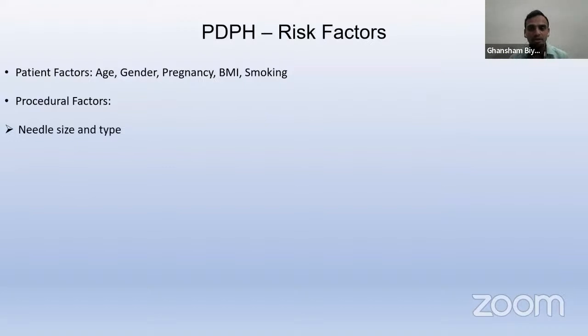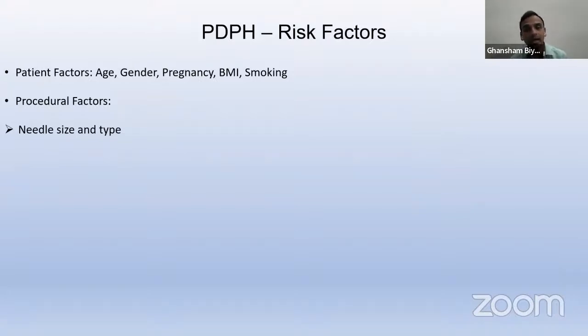Talking about the procedural risk factors, needle size and needle type. I'm sure all of you agree that if you are using a higher gauge of the needle, for example, a bigger size of the needle, say 21 gauge or 23 gauge, the incidence of PDPH is going to be higher compared to 25 gauge and 27 gauge. And there is reasonable evidence available to prove that.